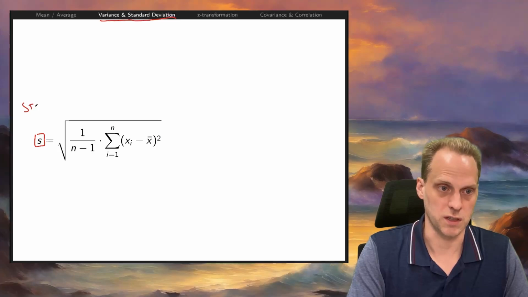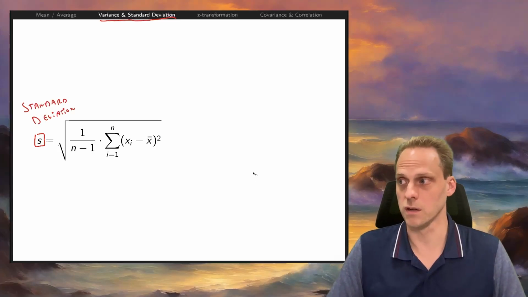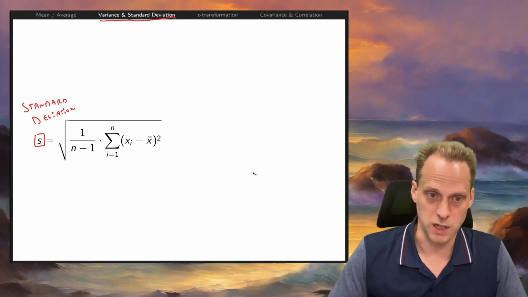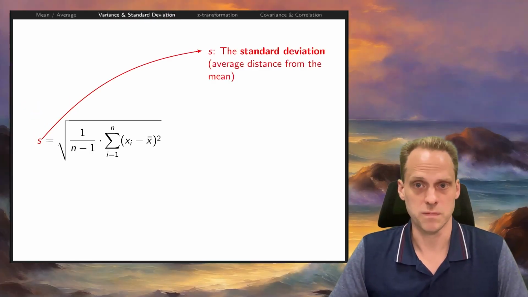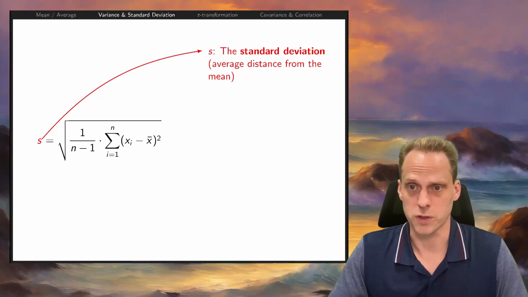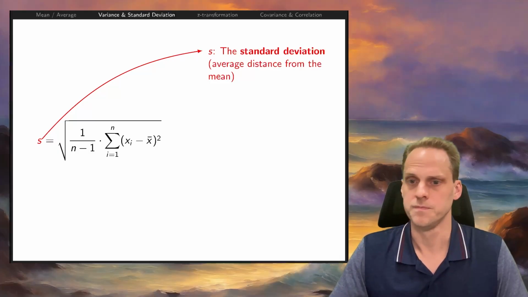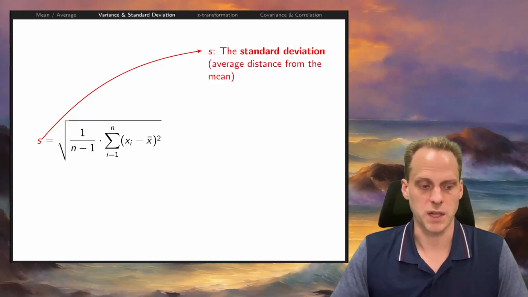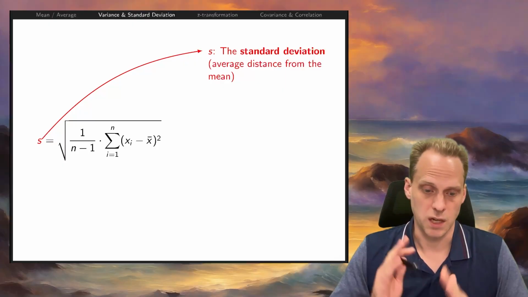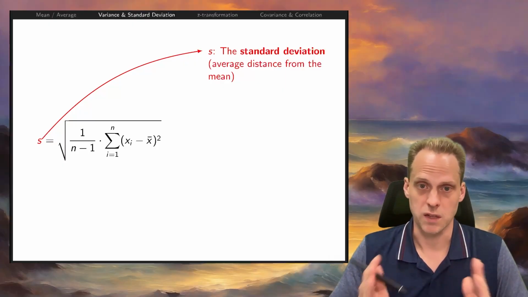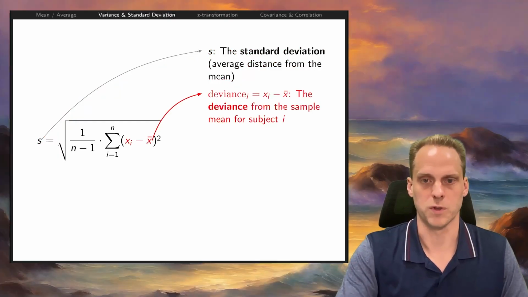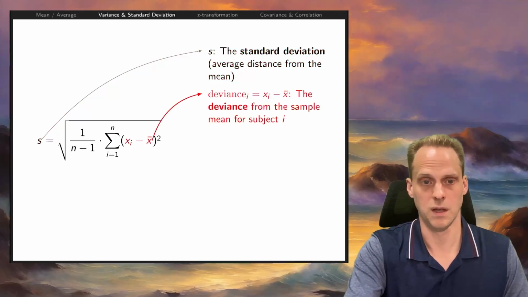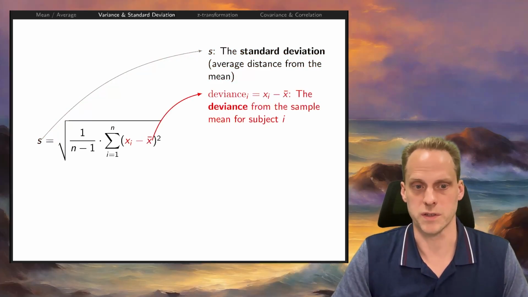So the standard deviation. Right, that's a really scary formula. So let's take it one step at a time as well. What's happening here? The standard deviation is also the average distance from the mean. So that means that if I have a data set, let's say my mean is 15 and the standard deviation is 5, I can interpret that as saying, okay, on average, people were 5 points away from the mean. So how do we calculate this? Well, the first thing we look at is the deviance, the deviation.